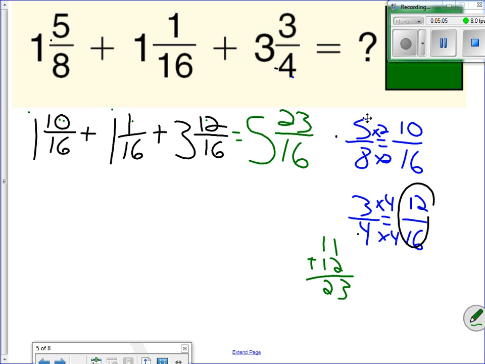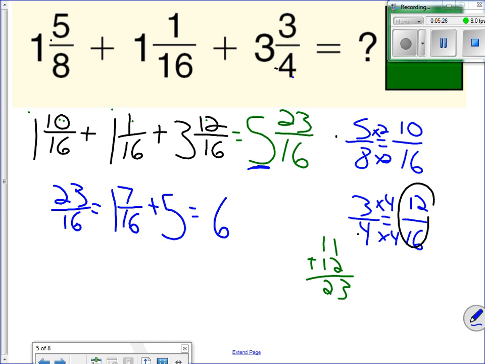Remember, we're not going to be leaving the problem as an improper fraction. So I'm going to change 23 sixteenths into, how many sixteenths go into 23? 1. What's left over? 7 sixteenths. And then I have to go and add my whole number to that. So that equals 6 and 7 sixteenths. Perfect.